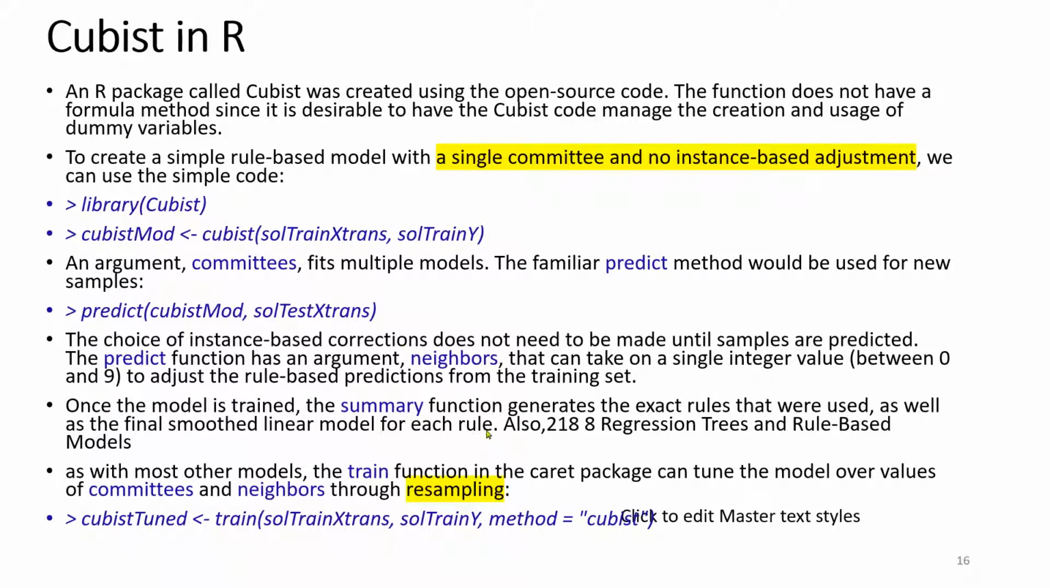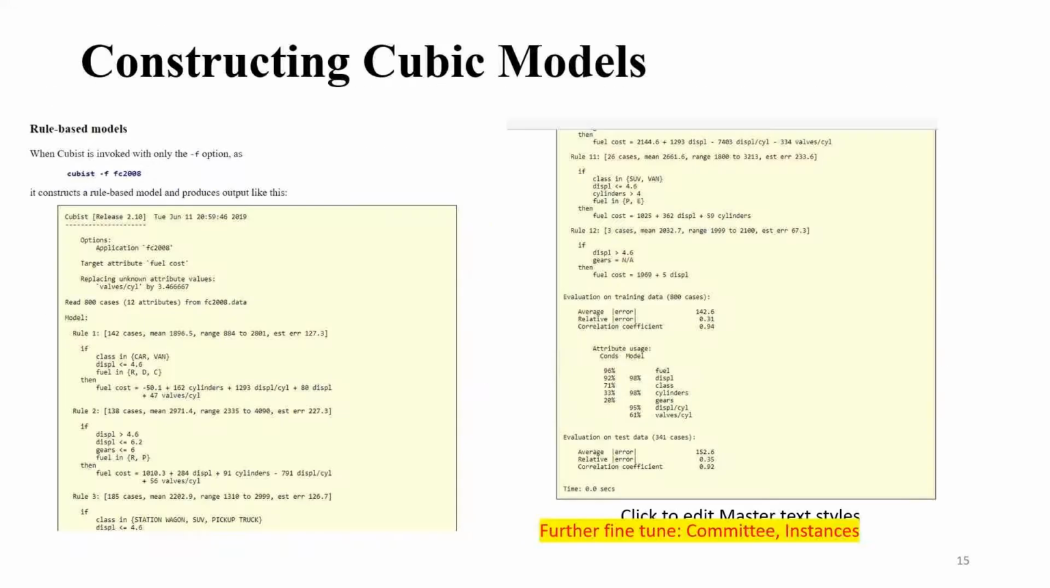The caret package can utilize that, and just like other tree-based models, it uses the standard x and y, predict, resampling, and so on. But this is what's really behind the scenes in the Cubist model. And I really appreciate your time, and thank you very much.